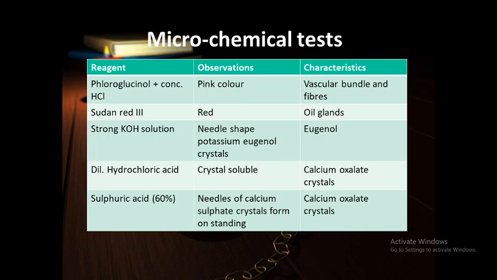Then the calcium oxalate crystals are insoluble in presence of dilute hydrochloric acid, that indicates the cluster shaped calcium oxalate crystals. Then in presence of 60% sulfuric acid, the needles of calcium sulfate crystals are formed due to the presence of calcium oxalate crystals in clove bud, that is cluster shaped calcium oxalate crystals.